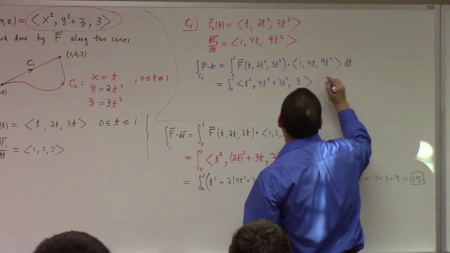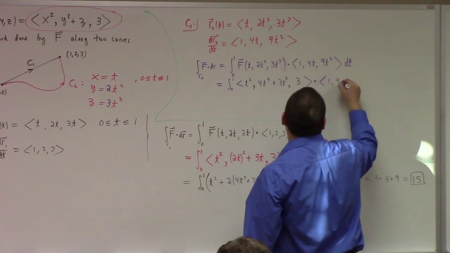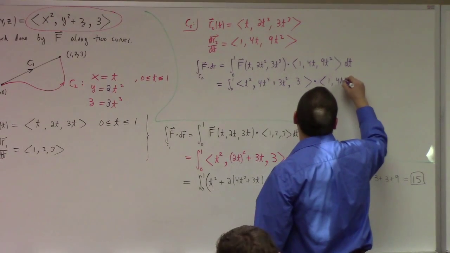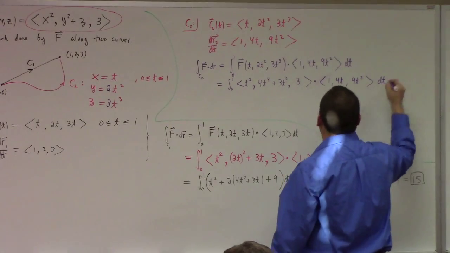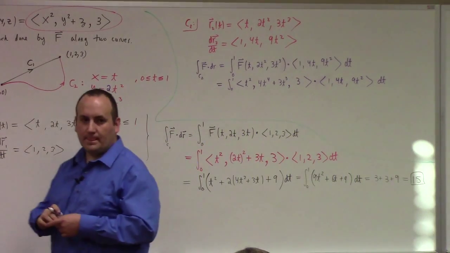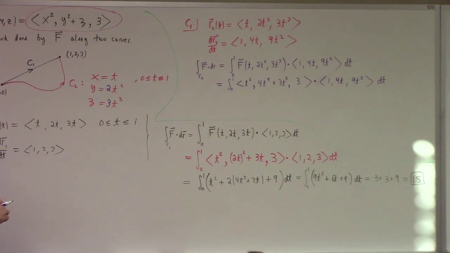And I still have to take the dot product with 1, 4t, 9t squared, like so. All right.